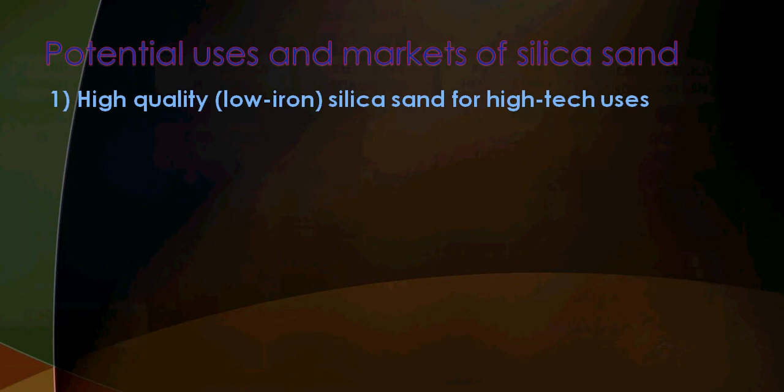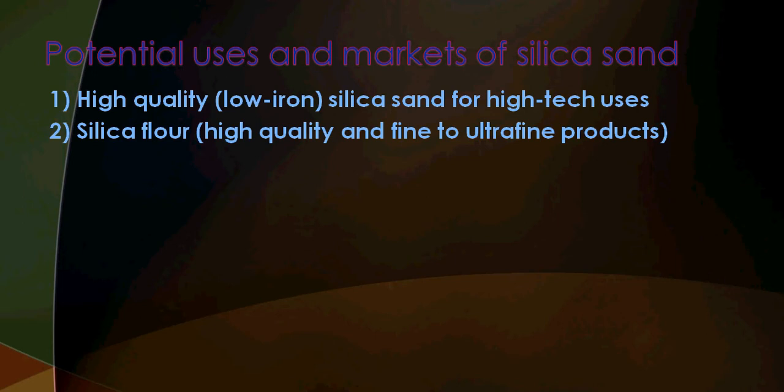Okay. Let's discuss the potential uses and markets of silica sand. One by one, we can produce very high quality silica sand by wet processing, and this is called low iron sand, and it is used in very high tech industrial uses. Low iron doesn't mean when the iron is 100 ppm, 150 ppm, 200 ppm. No, this term low iron is used when the iron content is less than 85 ppm, and such iron is required for making solar glass. I will discuss it again.